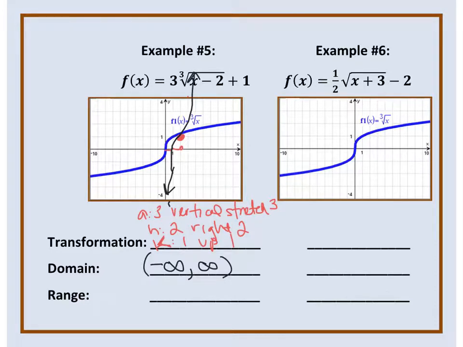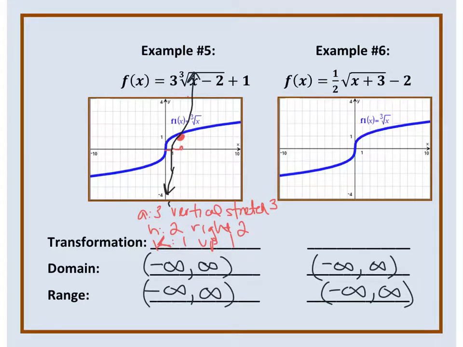There's no restrictions on it because you can take the cube root of a negative. You can't take the square root of a negative, which is why we couldn't go all the way to the left forever. You can take the cube root of a negative. So every time you have a cube root function, guess what? My domain is not going to change. Negative infinity to infinity. My range is negative infinity to infinity.